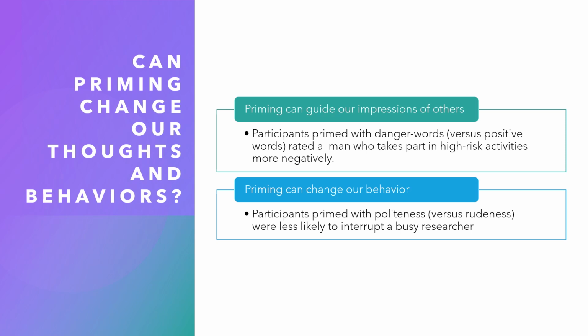So then the next question is, can priming change our thoughts and behaviors? And that should already be obvious based on what we've already talked about, that yes, it can. But there are sections in your book that cover this, and so I thought I would too. So one thing to know is that priming can guide our impressions of others. One study found that participants primed with danger words versus positive words rated a hypothetical man who likes to take part in high-risk activities more negatively.